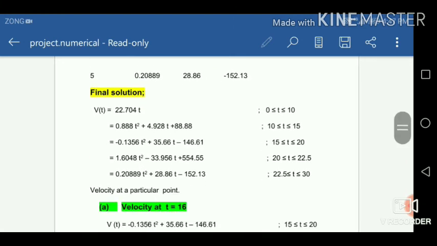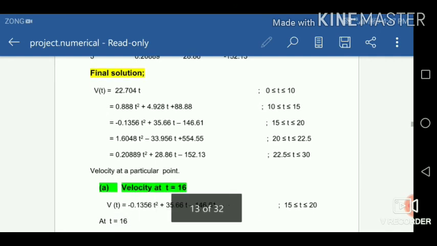Now the final solution is that we put all the unknown values we found above into v of t. v of t equals 22.704 t on the interval 0 less or equal to t less or equal to 10, and the next one is 0.888 t squared plus 4.928 t plus 88.88 on the interval 10 less or equal to t less or equal to 15, and so on.